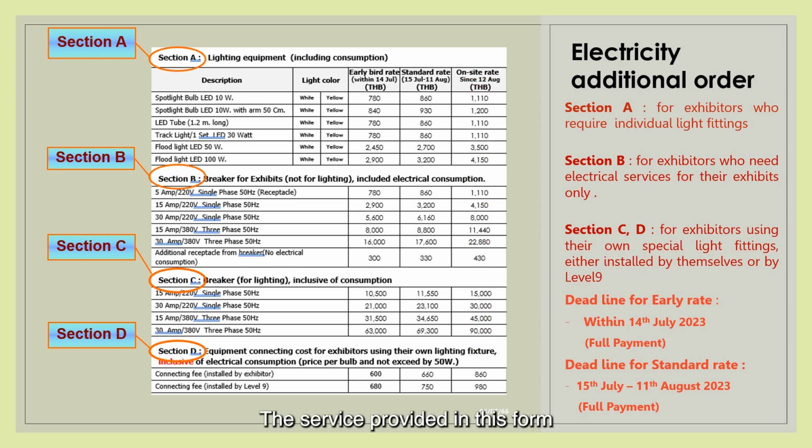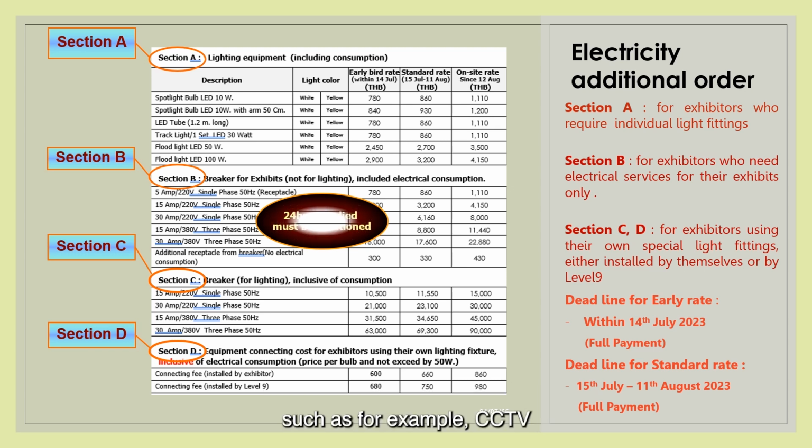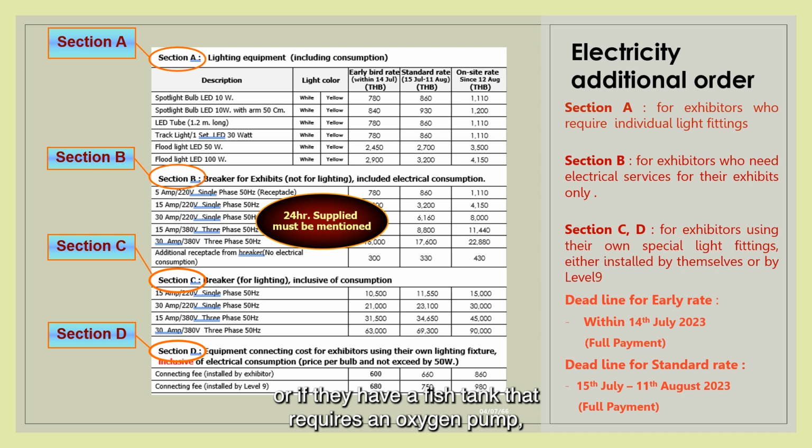The service provided in this form is based on the show time schedule of the event. If the exhibitor requires service outside of the event schedule, for example CCTV, a fish tank that requires an oxygen pump, or a refrigerator that needs to maintain a specific temperature, they must mention in the form that they require 24-hour services.